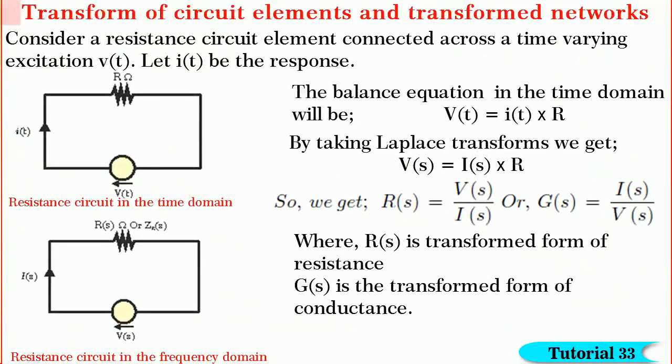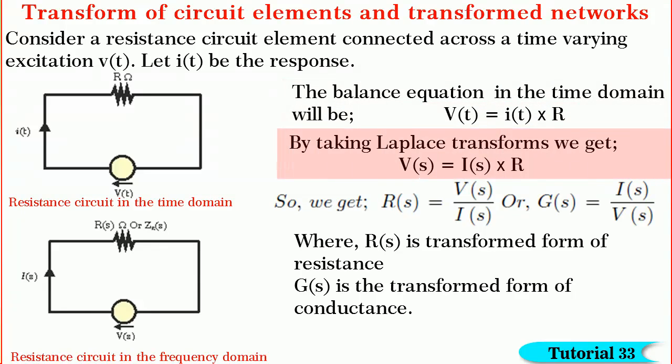Friends, now let us study the process of transforming the circuit elements such as resistance, inductance and capacitance. Consider a resistance of R ohms connected across a time varying excitation v(t) volts as shown in figure. Let i(t) be its response. The balance equation for the circuit in time domain will be v(t) is equal to i(t) into R. This we know.